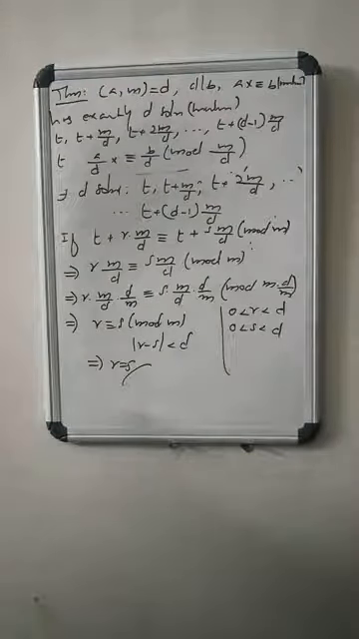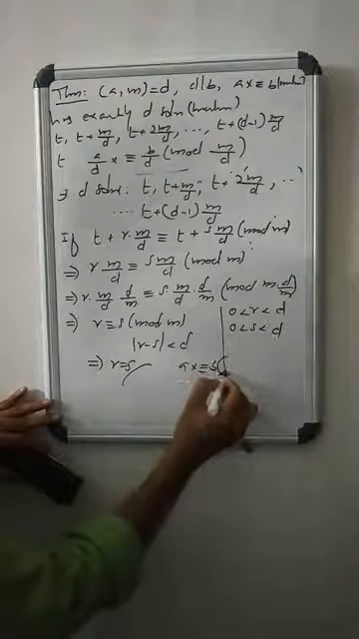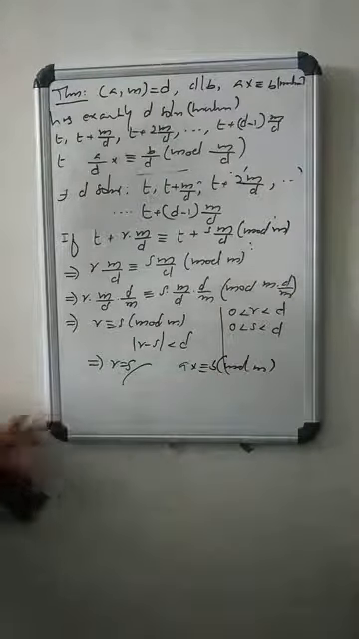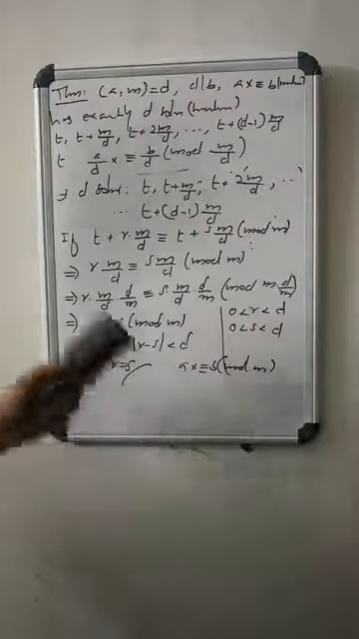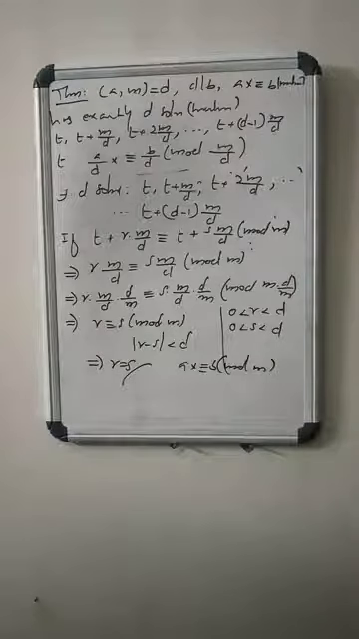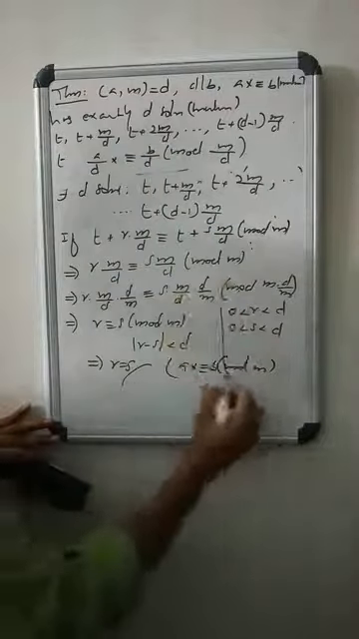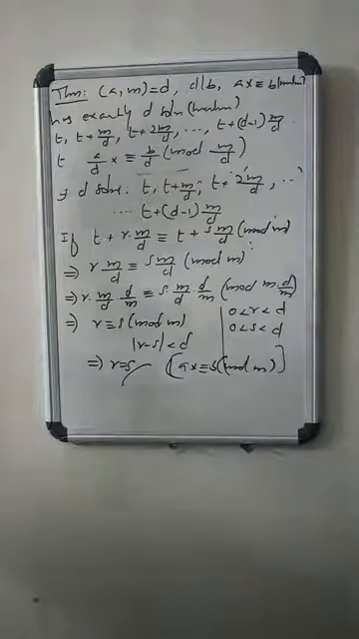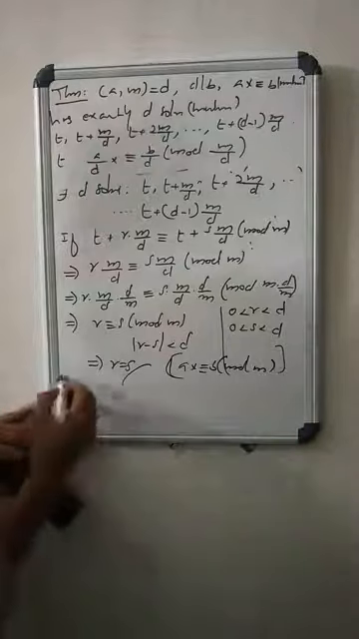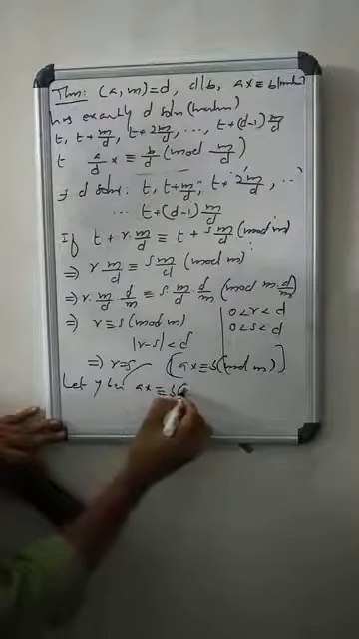Now it remains to show that ax congruent to b mod m has no solution except these d solutions. So how? Now we show that the linear congruence ax congruent to b mod m has no solution other than these d solutions. If possible, let y be a solution of ax congruent to b mod m.